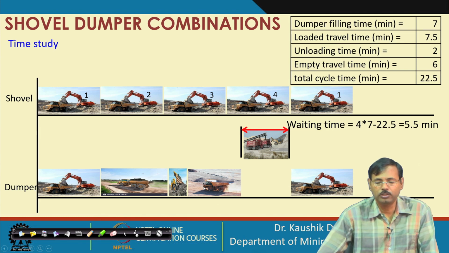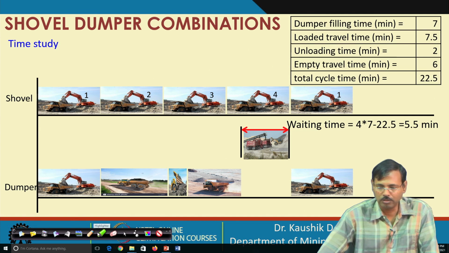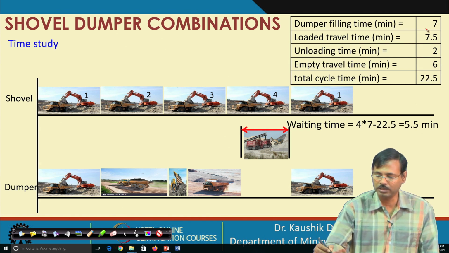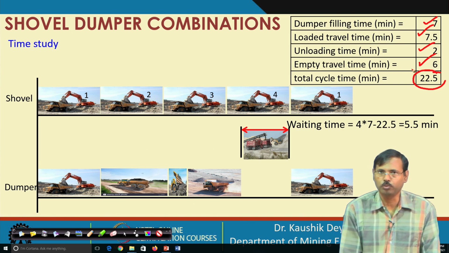Now, let us look at the shovel dumper combinations. In the last problem we solved, we found that the dumper filling time is 7 minutes, dumper loaded travel time is 7.5 minutes, unloading time is 2 minutes and empty travel back is 6 minutes. So, the dumper cycle time was found to be 22.5 minutes. But we have to check whether any waiting period is possible with this or not.